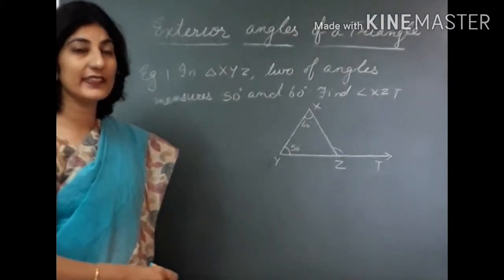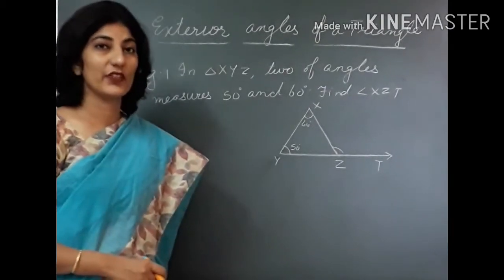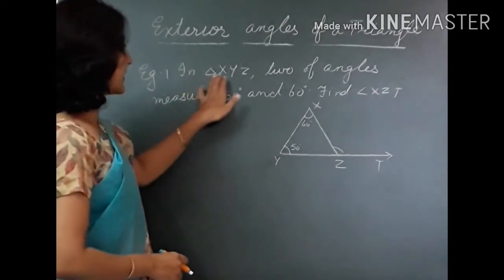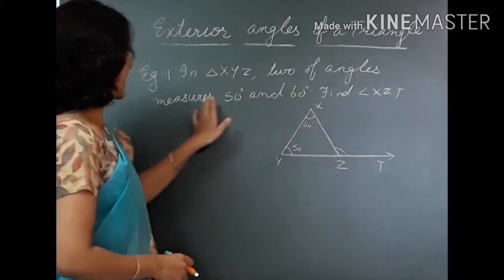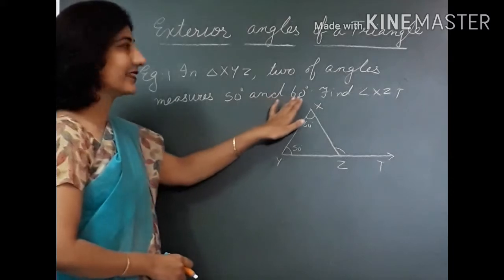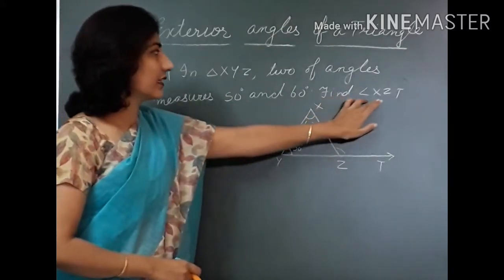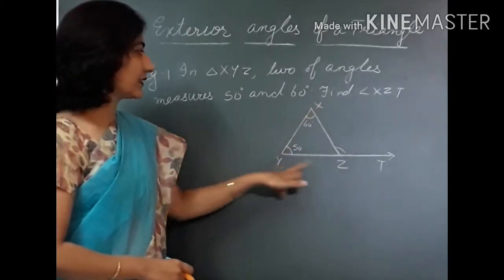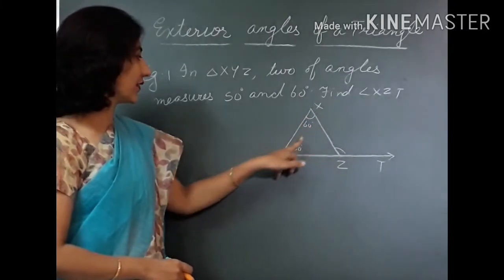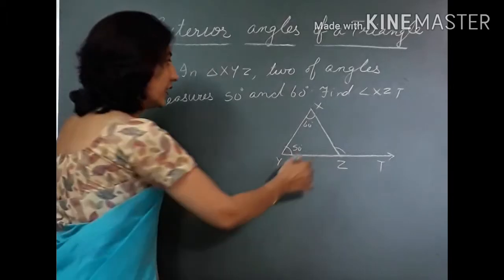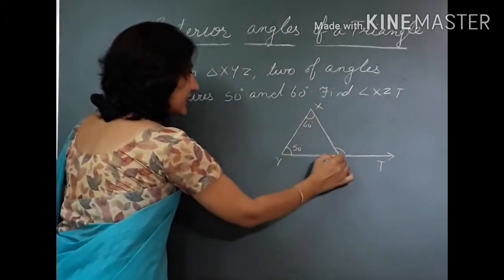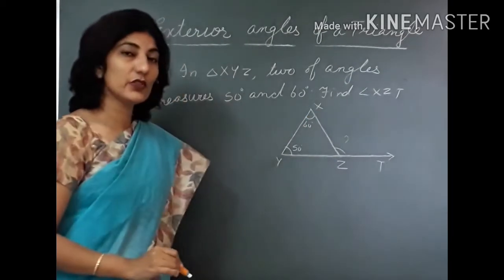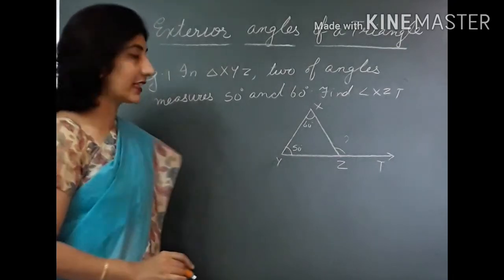Let us understand this property of a triangle with the help of an example. In triangle XYZ, two of the angles measure 50 degrees and 60 degrees. Find angle XZT. See here, I have drawn a figure. XYZ is a triangle. Two angles are given, 60 degrees and 50 degrees. You have to find this angle XZT. So what will I do? I will use the property of the triangle.